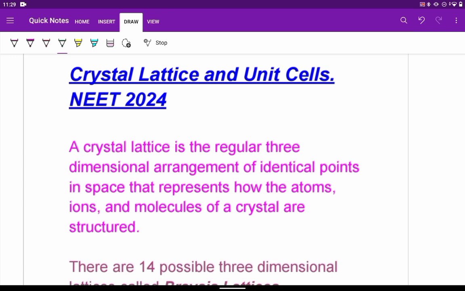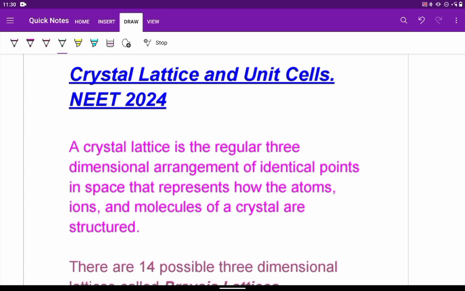Actually, a crystal lattice is the regular three-dimensional arrangement of identical points in space that represents how the atoms, ions and molecules of a crystal are structured. Now see, as we study in chemistry, when we talk about a particle, it usually means either an atom or a molecule or an ion. So either of these three.